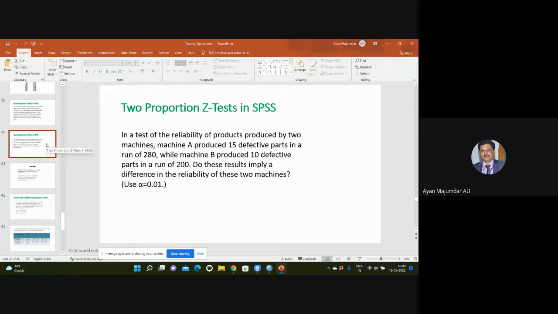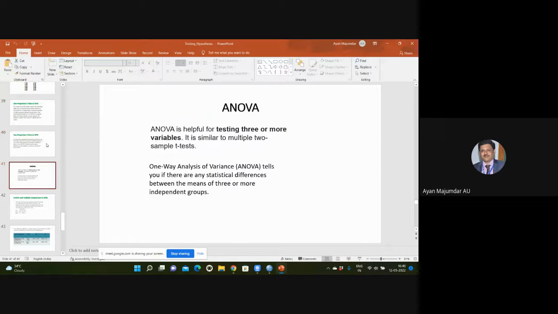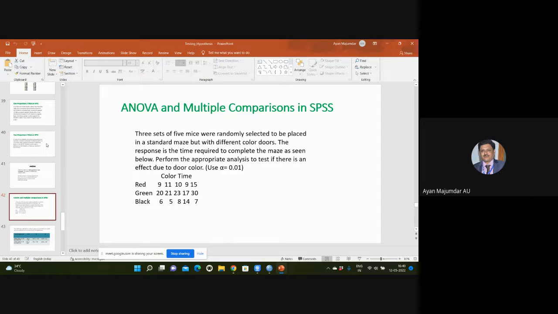Now, for one sample or two samples, depending on the size, we are applying t-test or z-test. Now, if there are more than two samples, three or more samples, we won't be able to apply this test. In that case, we will be applying the ANOVA, where we need to check the difference between two or more than two groups. So let's take one example and see how ANOVA is done, and we will conclude our session.